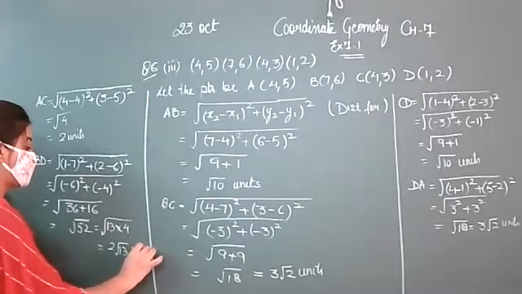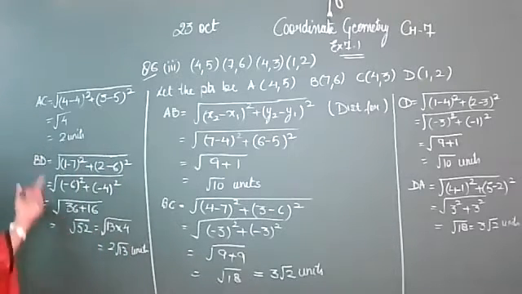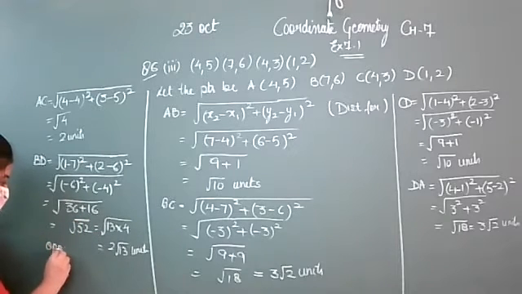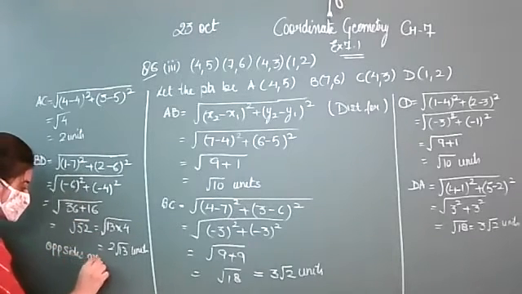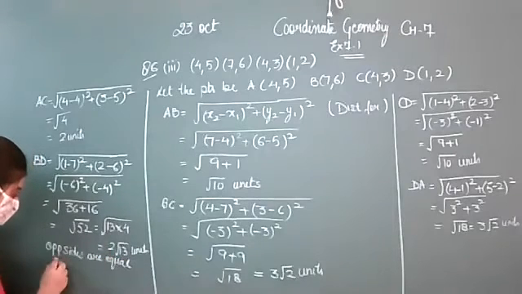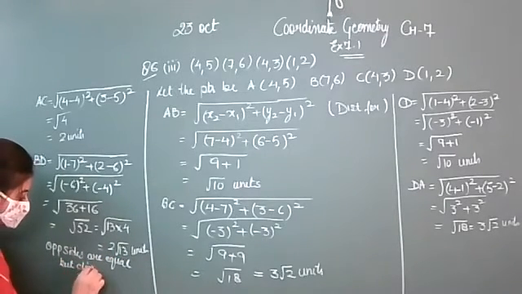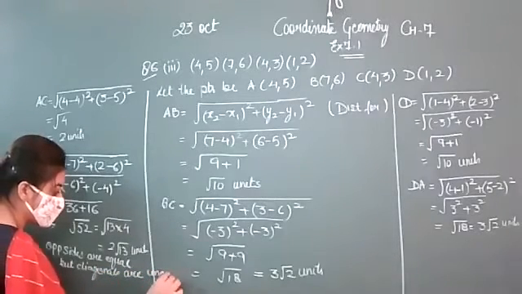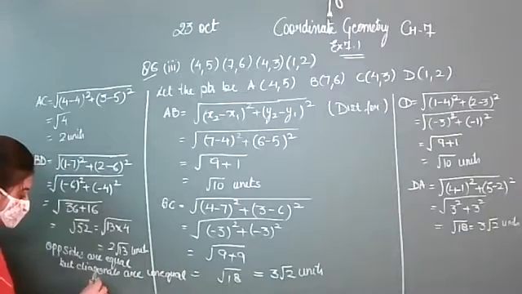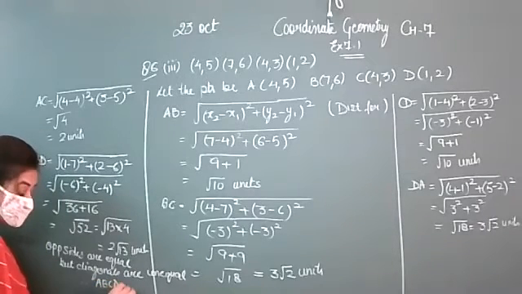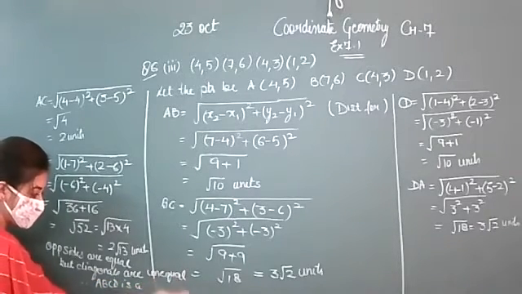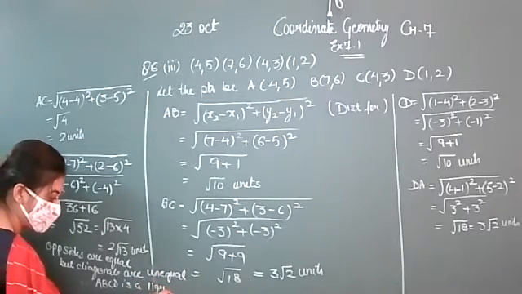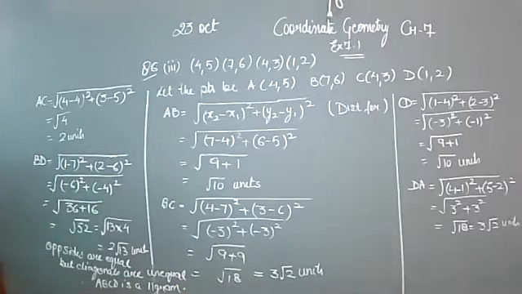So what? You can see that the diagonals are not equal. Opposite sides are equal, but diagonals are unequal. Therefore, ABCD is a parallelogram. ABCD is a parallelogram. Any doubt, beta?